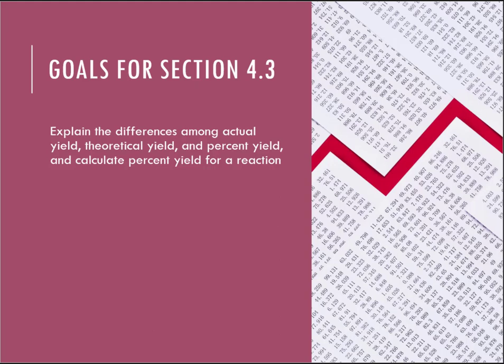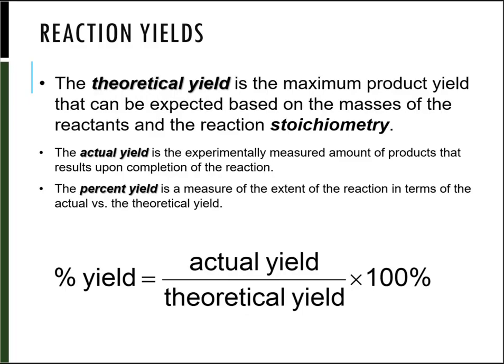For this chapter 4, section 3, we are going to look at the differences between actual yield, theoretical yield, percent yield, and then how to calculate percent yield for the reaction. And what's great is you already know how to find theoretical yield, because theoretical yield is how much product can be expected mathematically based on our stoichiometry.